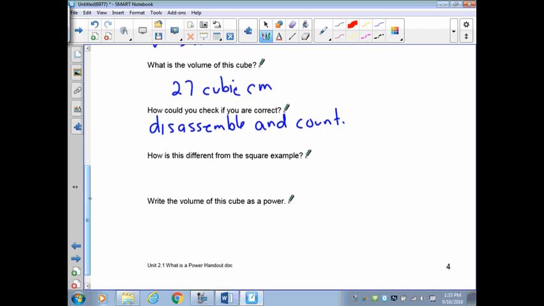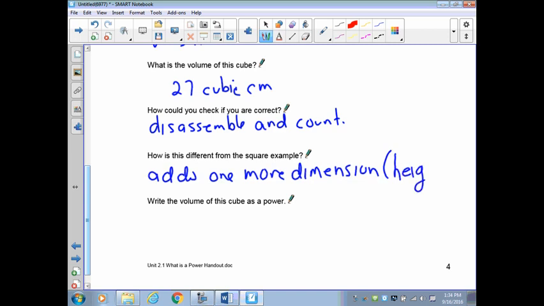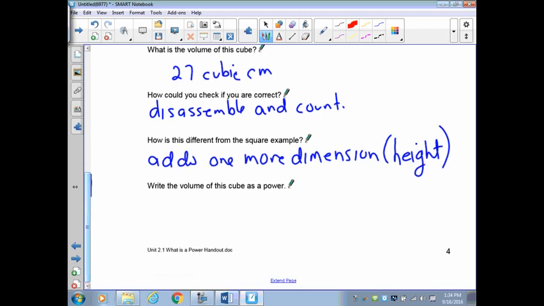How is this different from the squared example? Well, in a square, you only have 2 dimensions, length and width. In a cube, we have length and width, which is our base, and we also have a height. So it has 1 more dimension, and that is height. So write the volume of this cube above as a power. It has an edge length of 3, but there are 3 dimensions, so it is 3 to the power of 3.